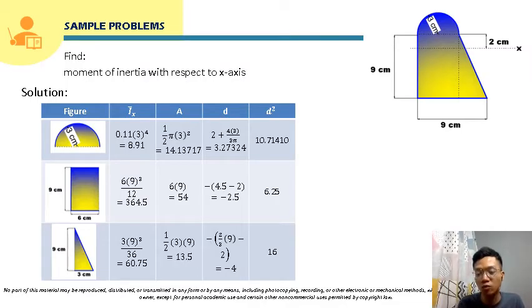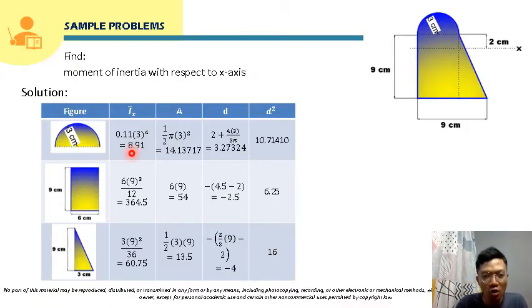So the formula here will be Ix bar is equal to the Ix bar of each shape plus the transfer term, which is Ad squared. For the Ix bar of this semicircle, you have to check the table, considering the orientation also. So our Ix bar from the table will be 0.11 r to the fourth. In this case, the radius is 3 centimeters, so this will be 0.11 times 3 to the fourth, and that will be 8.91.